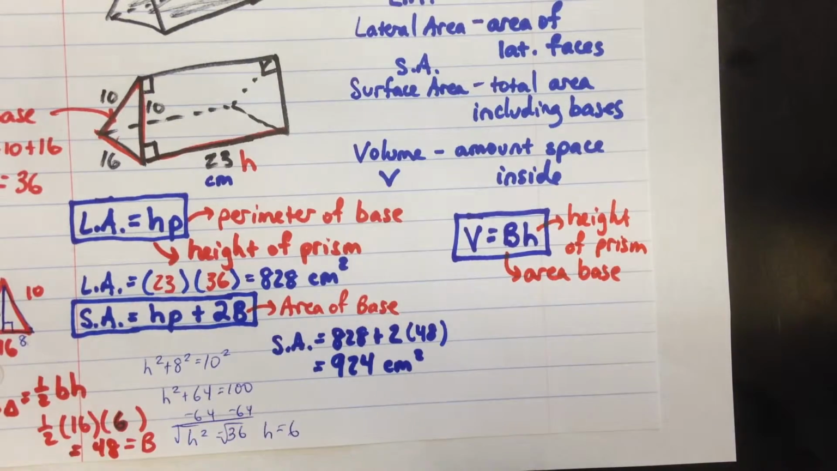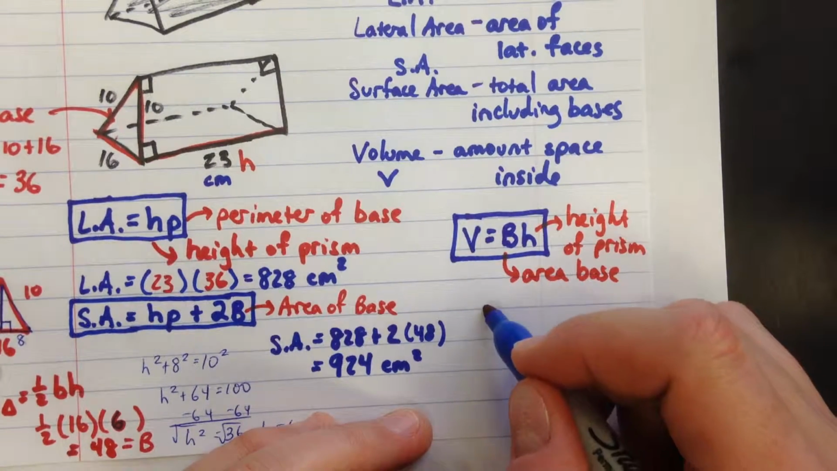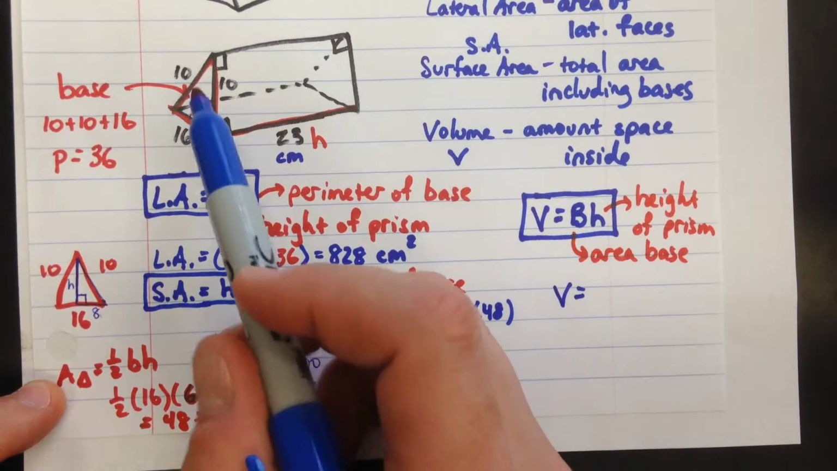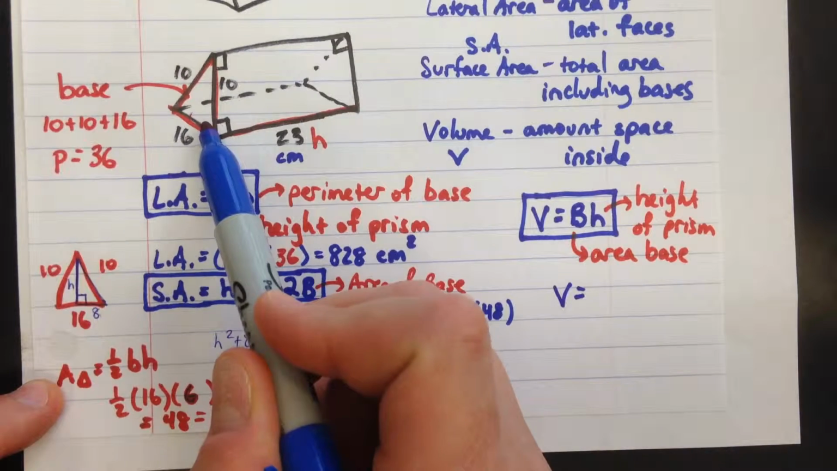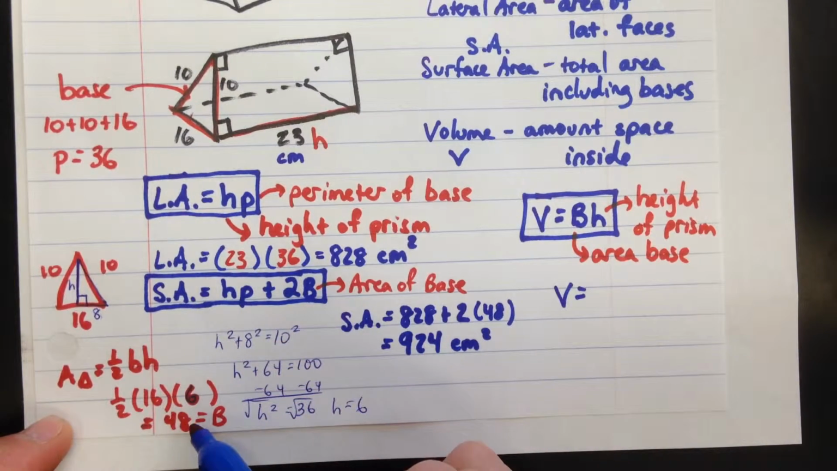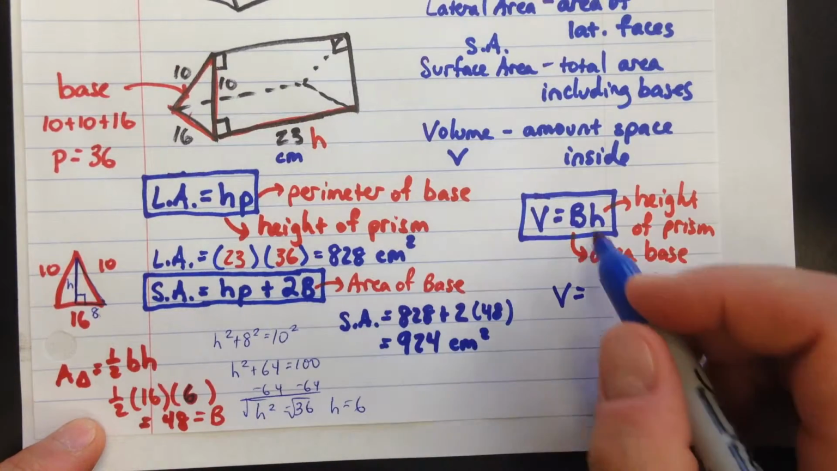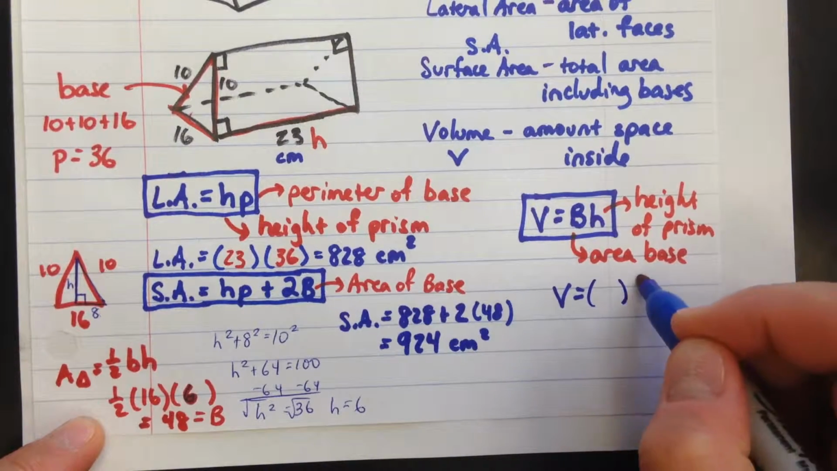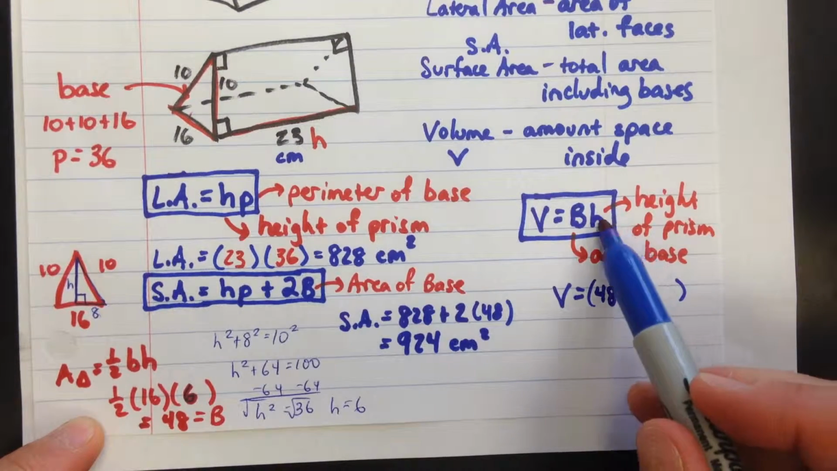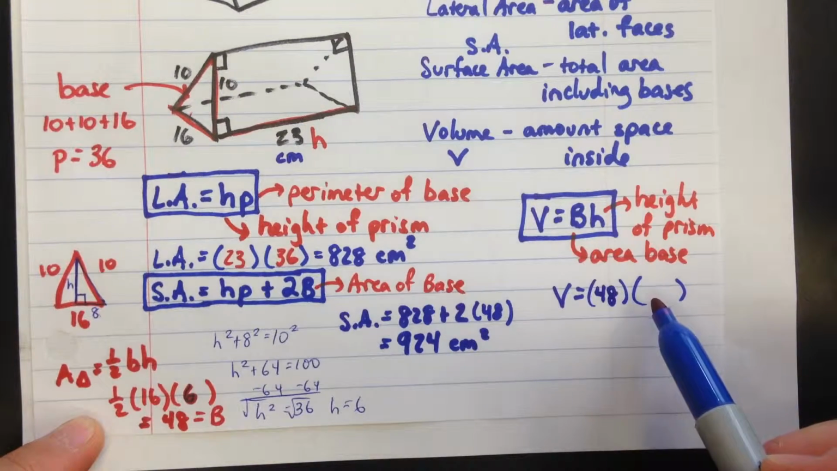It's the height of the prism. So again, you have to be really careful here because capital B, we already found that. The area of the base, well, the base was the triangle. We found the area of the triangle down here. We said it was 48. So the volume is, I'm going to set up parentheses for my variables. That's 48. H is the height of the prism.